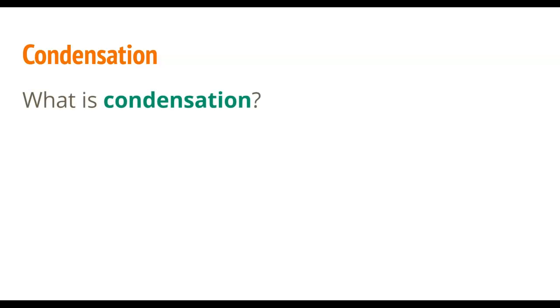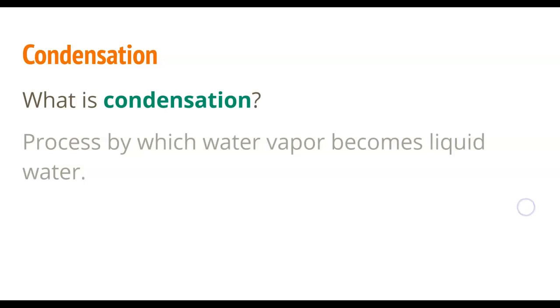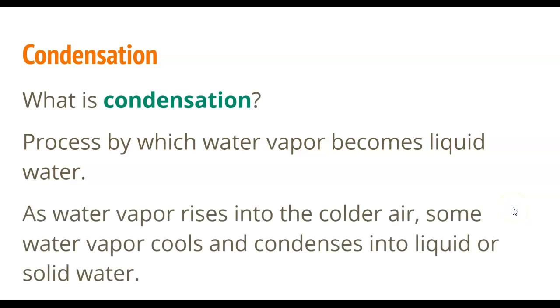Condensation. What is condensation? It's the process by which water vapor becomes liquid water. As water vapor rises into the colder air, some water vapor cools and condenses into liquid or solid water. Solid water, an example, of course, would be ice crystals forming ice pellets or snow. Those would be examples of solid water.